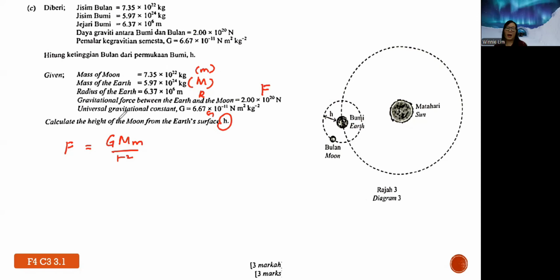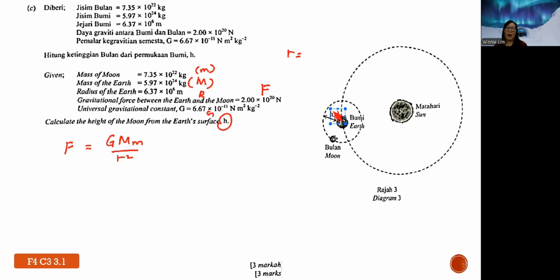Just now, based on the equation the teacher already mentioned, this r is basically the distance between the center of the Earth and the center of the Moon. So therefore, what is this R? R is actually including the radius of Earth as well. I shift this arrow to make it easy for you to see.